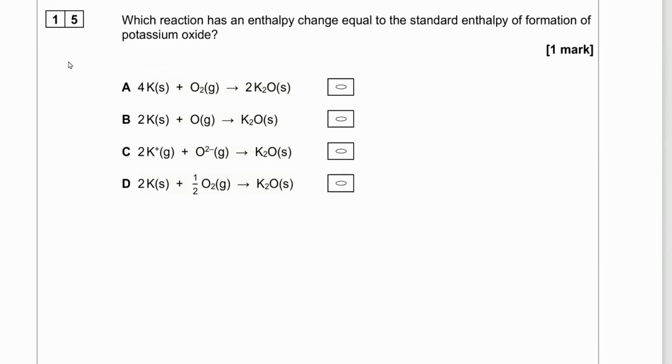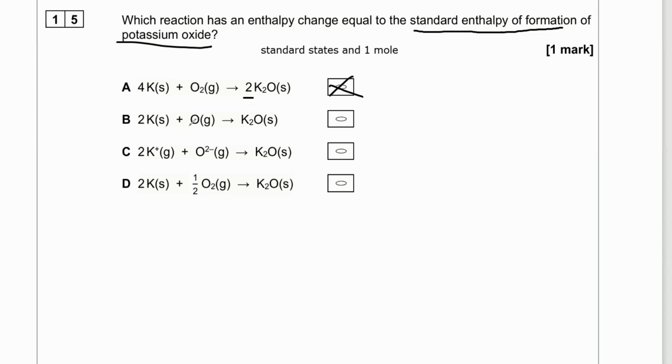Now for this next question, 15: which reaction has an enthalpy change equal to the standard enthalpy of formation of potassium oxide? They're basically asking you which of these is the standard enthalpy of formation of potassium oxide. And if you know your definition, it's got to be in standard states and it's got to be 1 mole. So we can get rid of ones that form 2 moles. So get rid of A because it forms 2 moles. So that's not a standard enthalpy of formation.